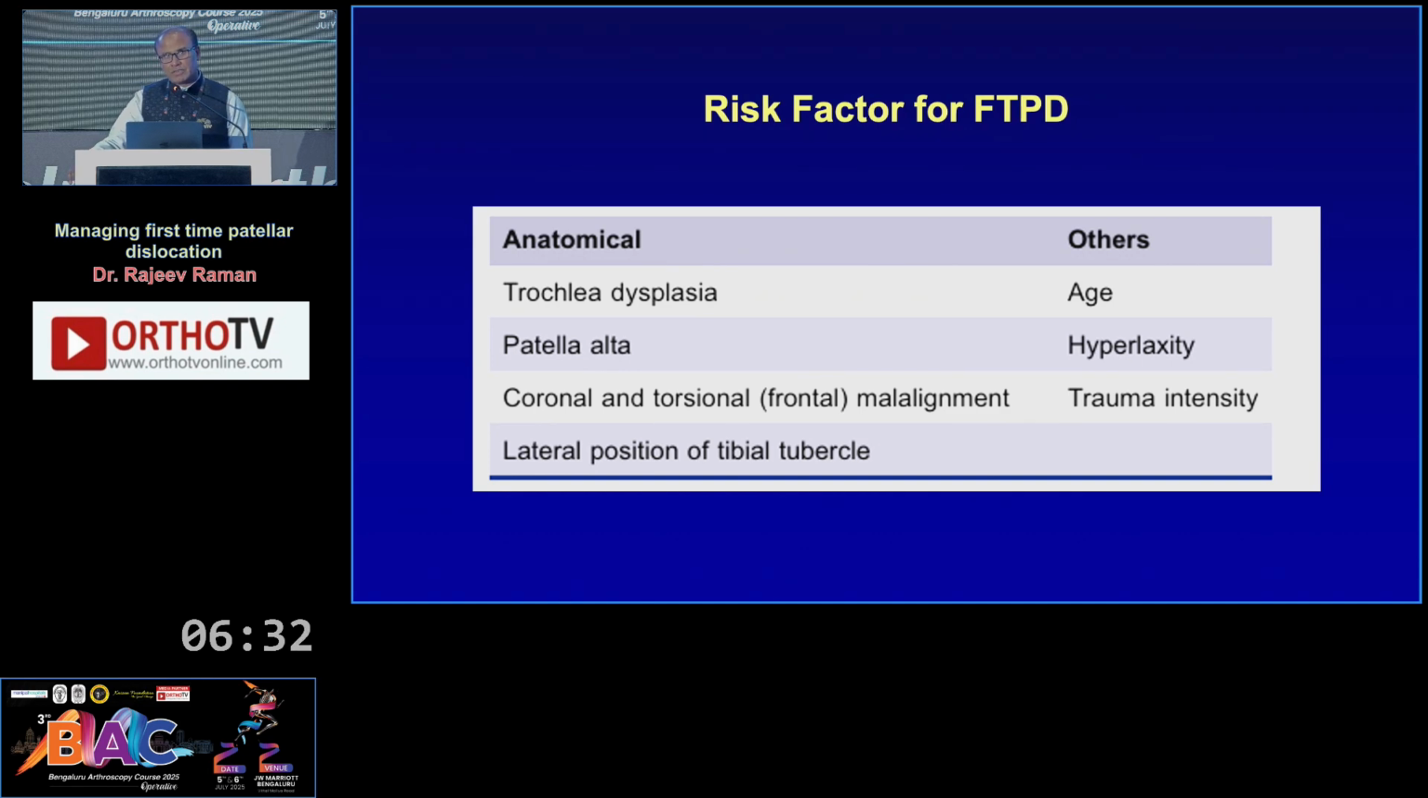What are the risk factors with the first time patellar dislocation? And we have a very good article you have seen, there is an ISAKOS consensus part 1 and part 2. If you go through that, there are some anatomical risk factors and some other risk factors. Among the anatomical risk factors, you should assess the trochlear dysplasia, the patella alta, the coronal and torsional or frontal malalignment, and the lateral position of the tibial tuberosity. The other important risk factor is age. The younger the age, the more the chance of recurrence, and the recurrence rate comes up to 80% in the younger group of patients. Hyperlaxity and trauma intensity.